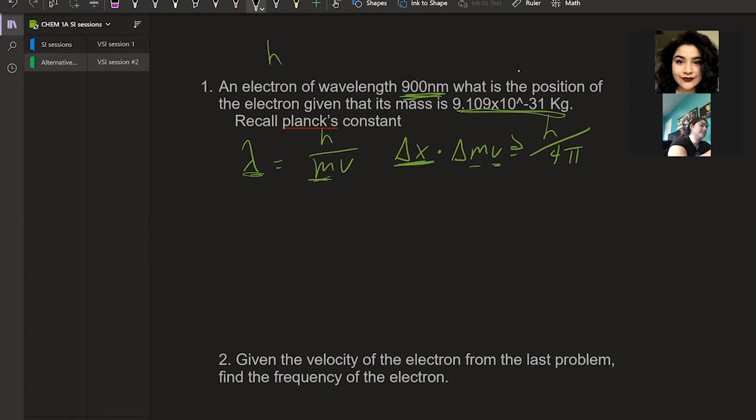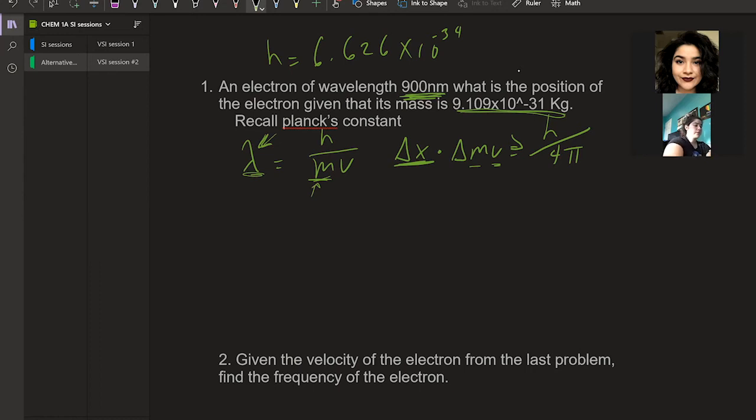Planck's constant, just for a reminder, is 6.626 times 10 to the negative 34. I'm not going to worry about units for this instance because Planck's constant is not usually used in different units. What I'm going to do is plug in my value for wavelength here, plug in the mass of an electron right here, and solve for V.